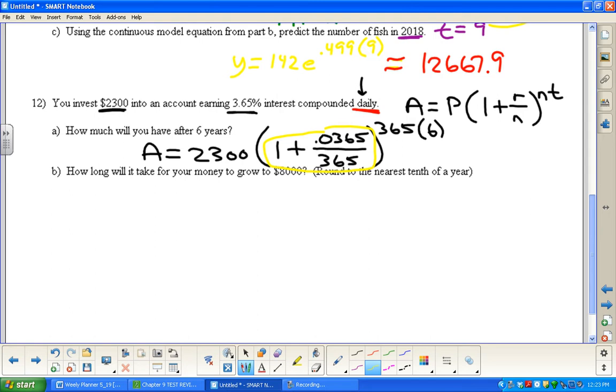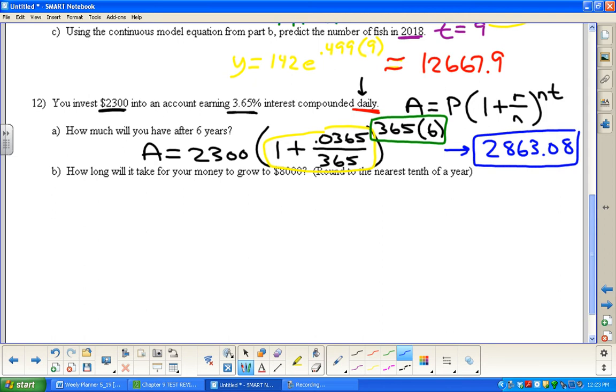And the next thing I would do, following order of operations, is raise it to this power. So raise it to the power of 365 times 6. So now I'm at about 1.2448. And then finally that can get multiplied by the 2300. So I like to break it up into 3 steps. If you get the same answer, you do it however you want, but I got $2,863.08. If you didn't get that, break it up into smaller steps.